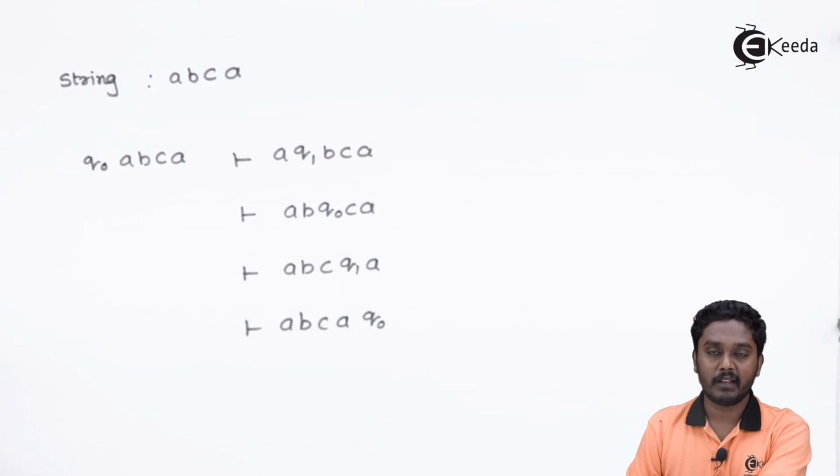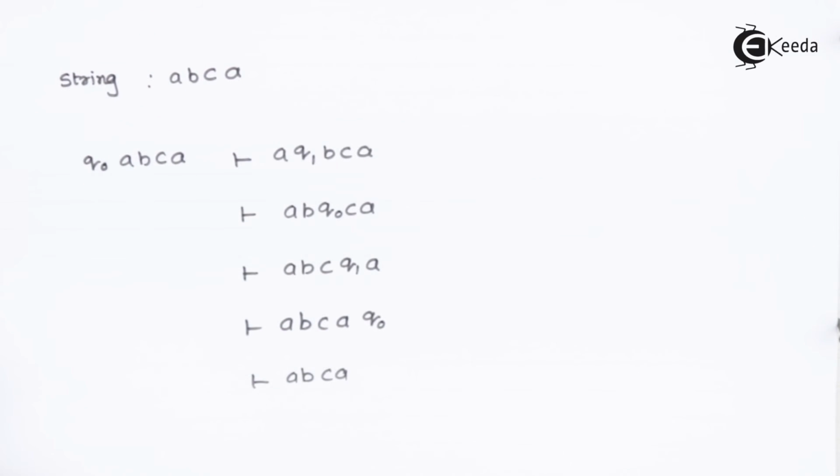Now Q0 on a blank symbol will go to the state Q2, which is final, again moving to the right. If we move to the right, we'll get a blank symbol. As we are reaching the final state Q2, we can say this particular string is accepted.